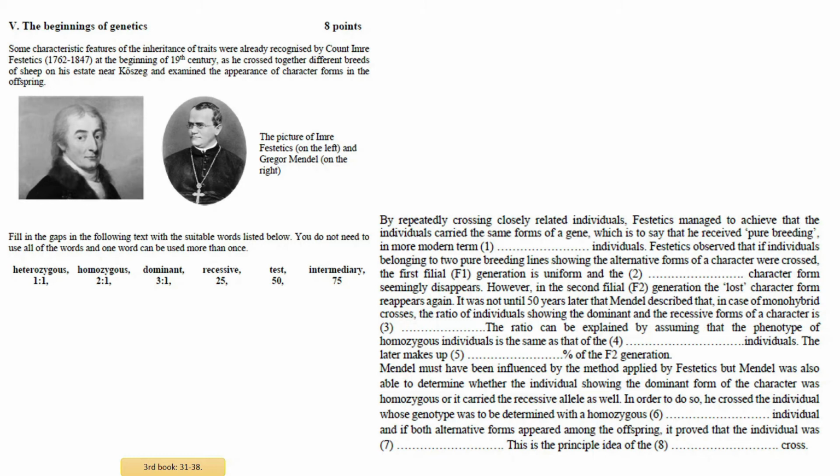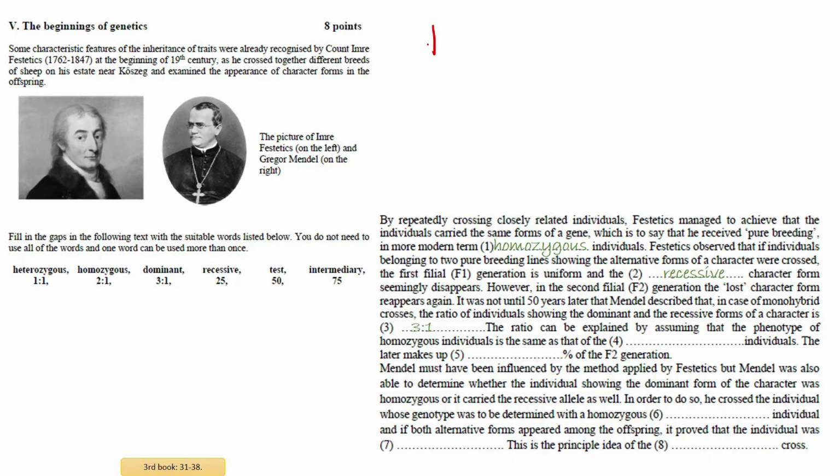Fill in the gaps in the following text with the suitable words listed below. You do not need to use all of the words, and one word can be used more than once. Okay. By repeatedly crossing closely related individuals, Festetics managed to achieve that the individuals carried the same forms of a gene, which is to say that he received pure breeding, in more modern terms, homozygous individuals. Festetics observed that if individuals belonging to two pure breeding lines showing the alternative forms of a character were crossed, the first filial generation is uniform, and the recessive character form seemingly disappears.